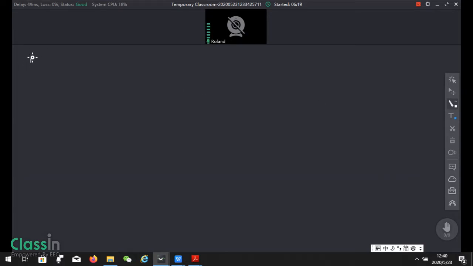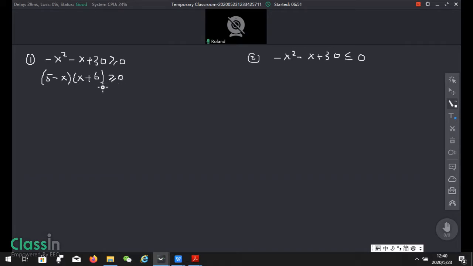If we have the curve -x² - x + 30 ≥ 0, and the same curve -x² - x + 30 ≤ 0. If we factorize this, we have (5 - x)(x + 6) ≥ 0. If you don't know how to factorize, please check out the next video on factorization.